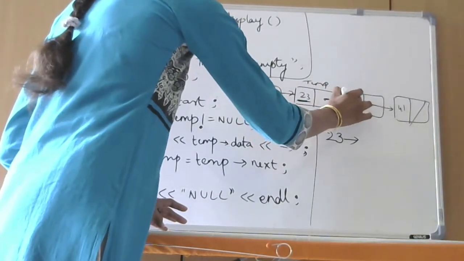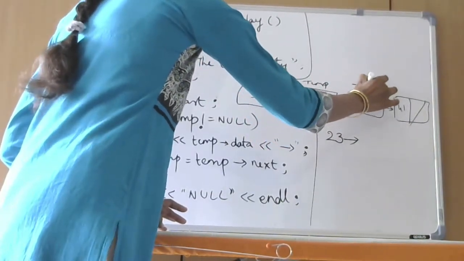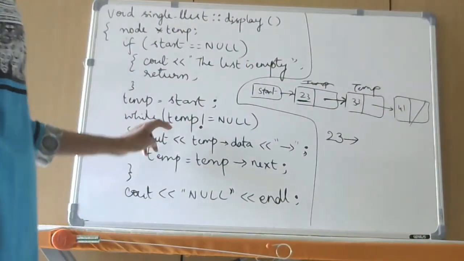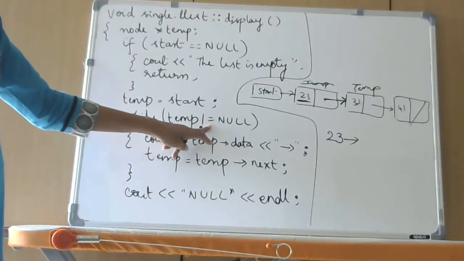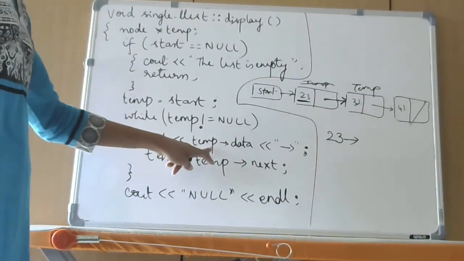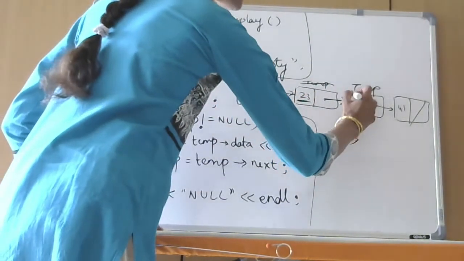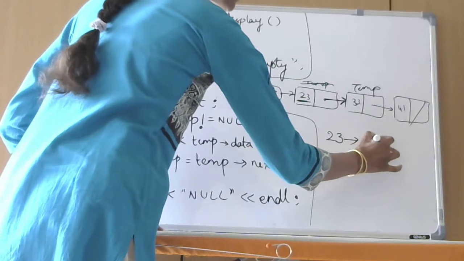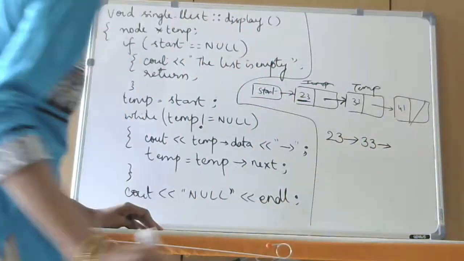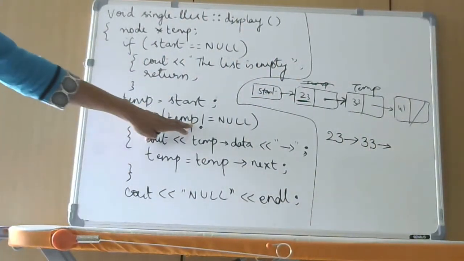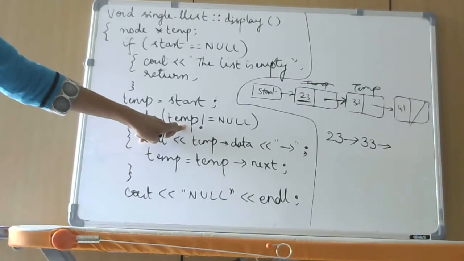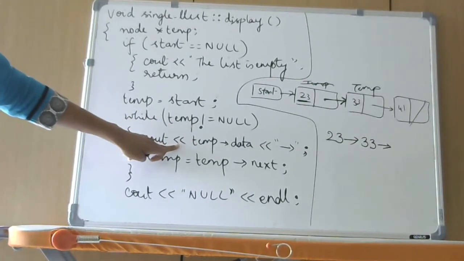Temp of next is what? This. This will become my new temp now. Again I am going back. Is temp equal to null? It is not null. So again you are going to display temp of data. What is temp of data here? This is my temp. What is temp of data? 33. Again I will put an arrow. Again I go back. Is temp equal to null?